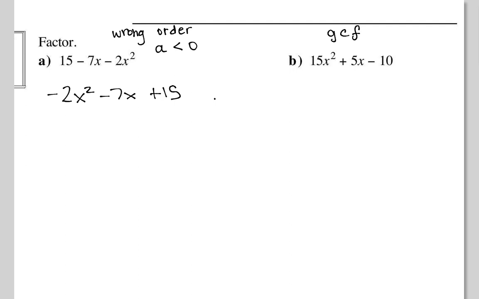Why? Well, because in general, a plus b is the same as b plus a. So it doesn't matter what order you add them in. As long as you keep the sign, like if this was negative a, then you have to keep this as a negative.